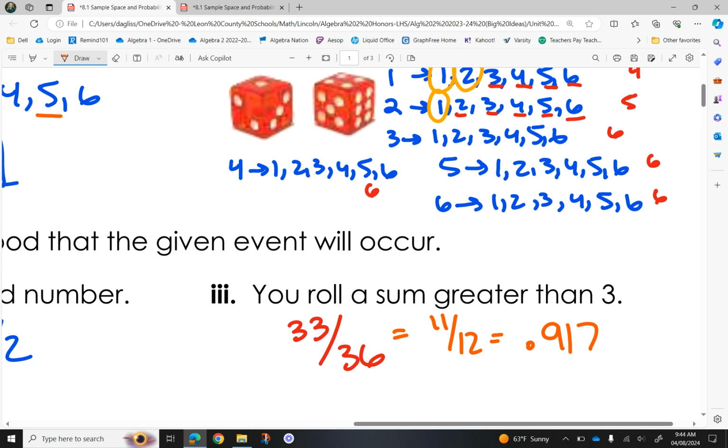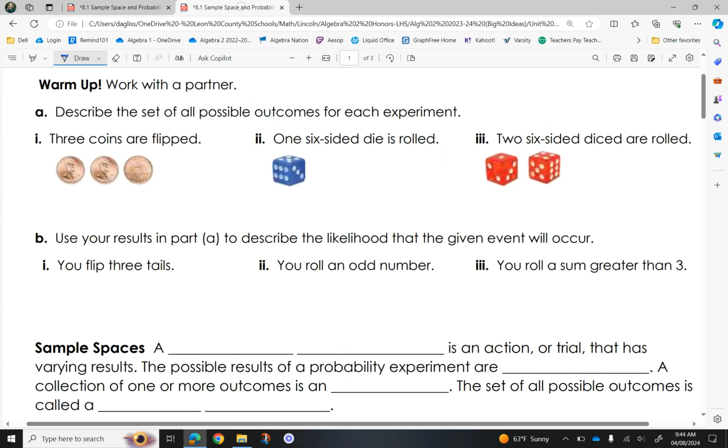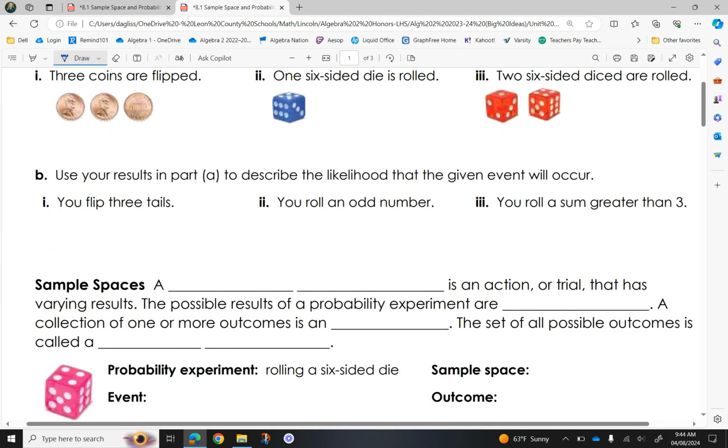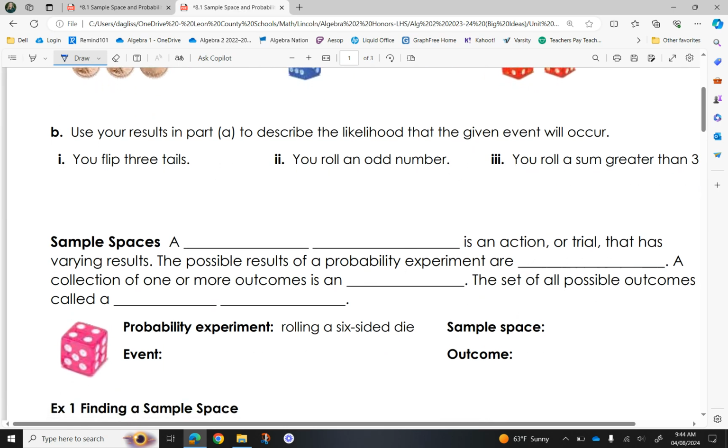Questions about any of your warm-ups? Are we in the probability mindset? Awesome. All right, so let's talk about some probability. A big thing we're going to talk about is sample space.